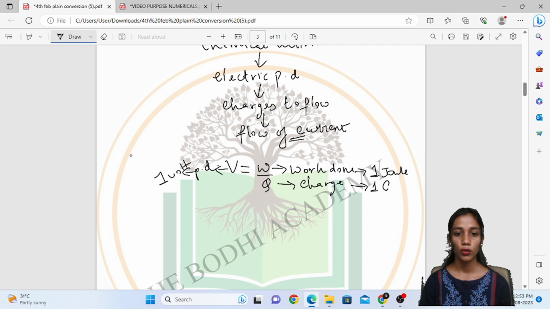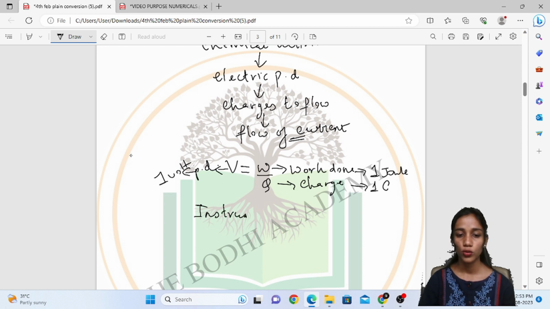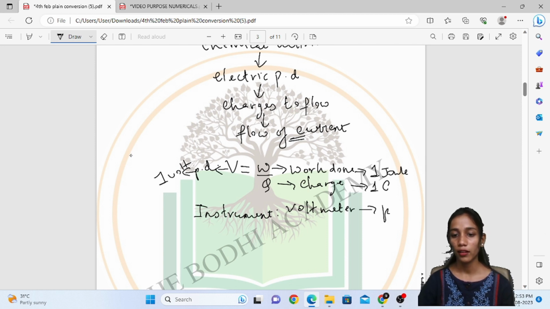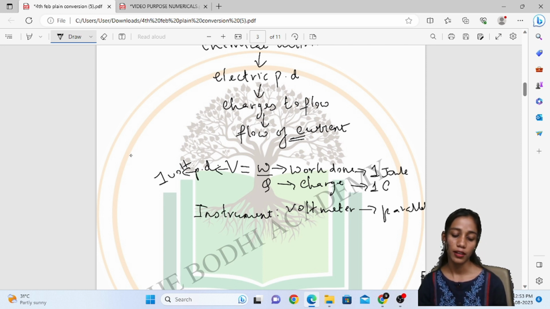Now we need to see the instrument. The instrument which is used to measure the potential difference, as in the current the instrument was the ammeter, over here the instrument which is used to measure the potential difference is the voltmeter, which is connected in parallel connection. There are two types of connection, series and parallel. So this is connected in parallel connection.